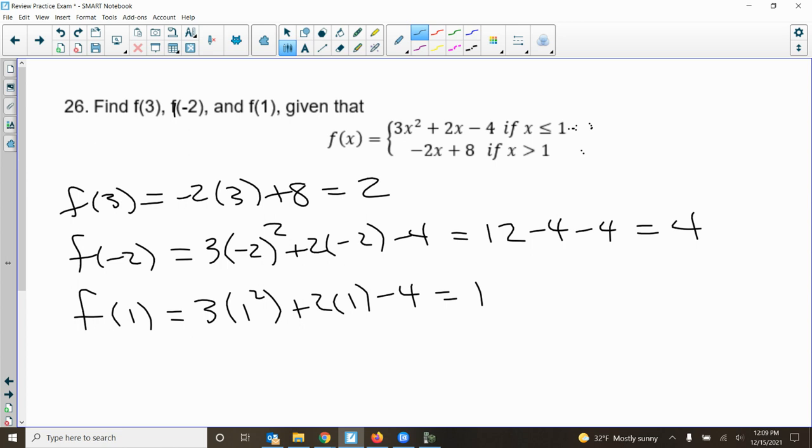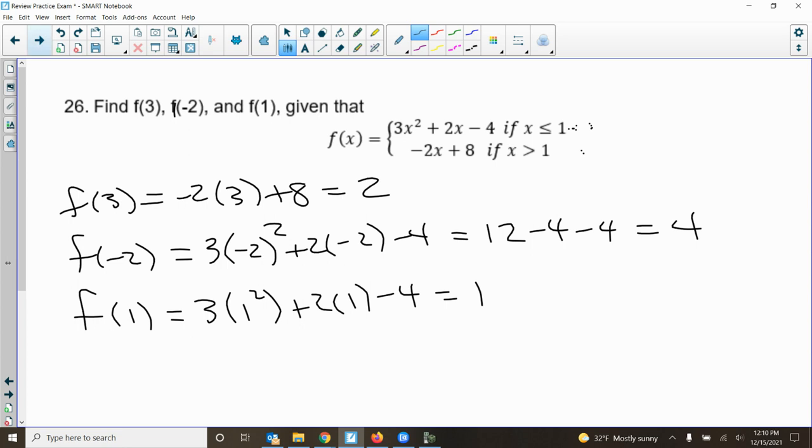So there you just have to be careful about your domain. This is called a piecewise defined function. Make sure your x is in the correct area. When x is 3, you have to follow the bottom. When x is negative 2, you have to follow the top. And when x is 1, you have to follow the top as well. Questions on 26? We're going to get there.